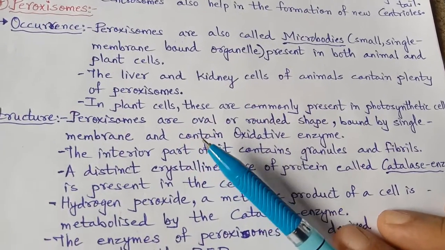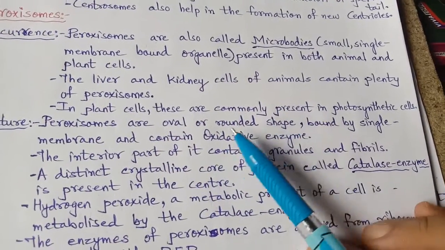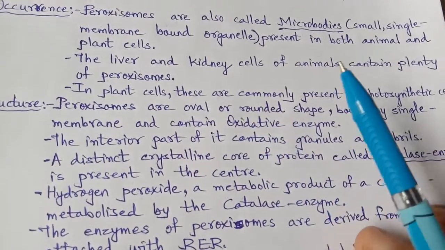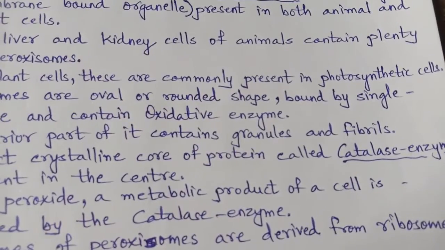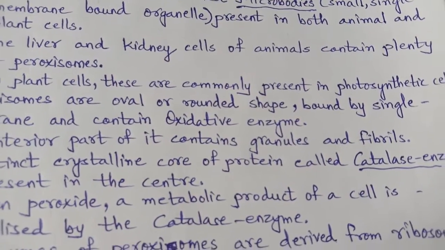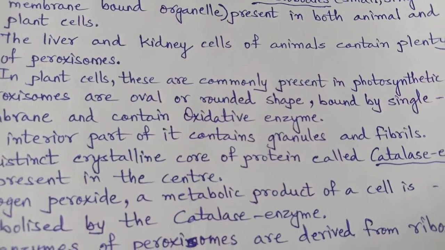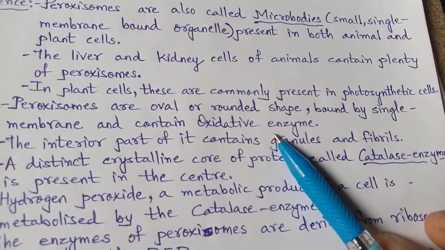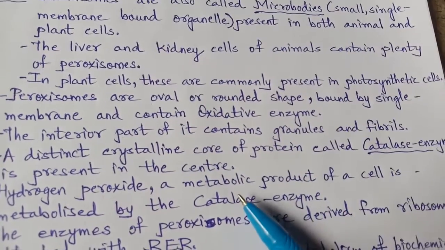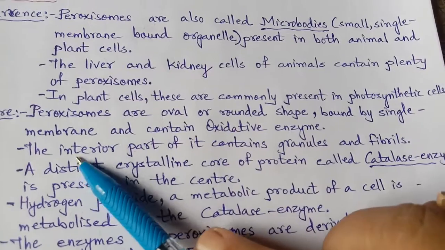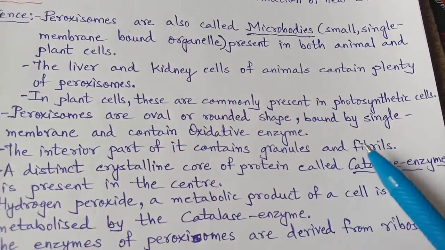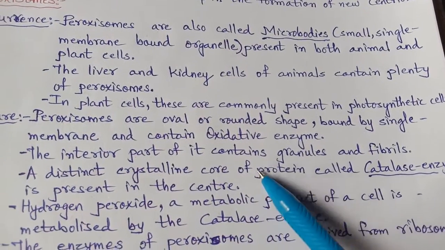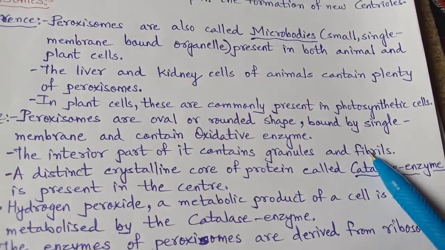Peroxisomes are oval or rounded in shape, bound by a single membrane, and they contain oxidative enzymes. Enzymes are those chemical substances which help in the faster reaction of the body. And when these enzymes are oxidative in nature, that means they are rich in oxidation, oxygen. The interior part of it contains granules and fibrils. Peroxisomes are such organelles in which there are granules and fibers also.